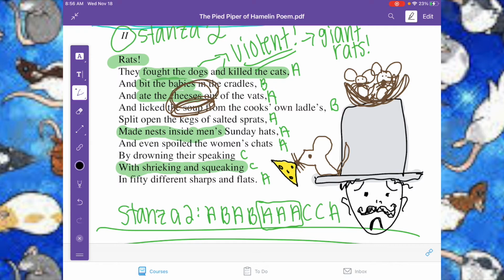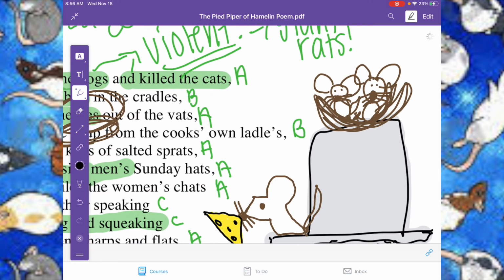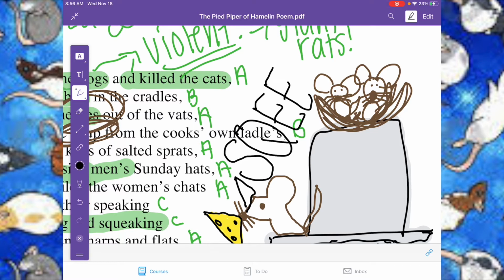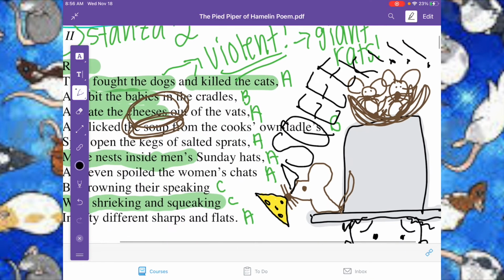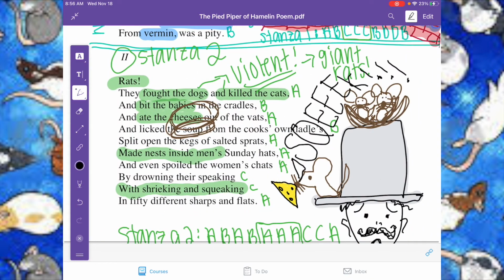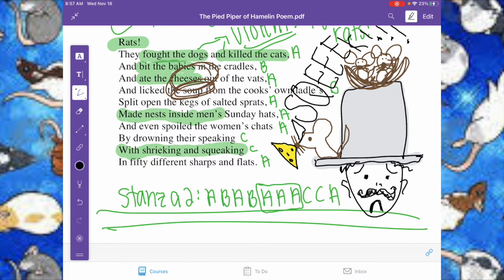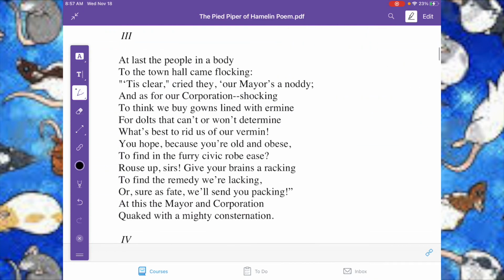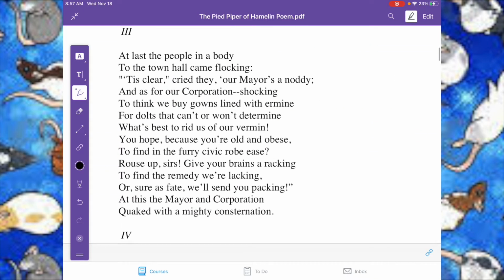And we know that they're being super, super loud, so I'm going to represent that here too. All right, so he's squeaking super, super loudly. Okay, so that is stanza 2.